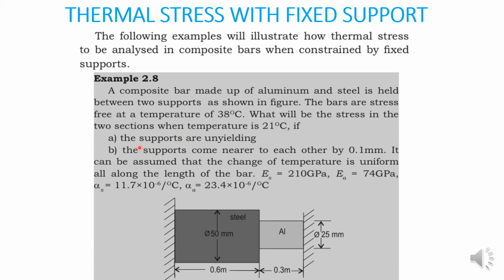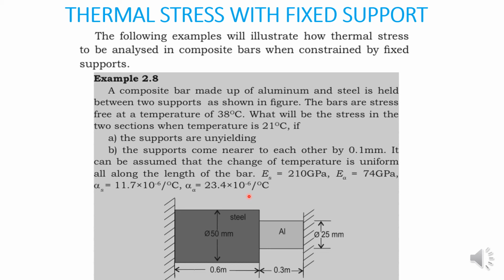First case, if the supports are unyielding. Second case, if the supports come nearer to each other by 0.1 mm. It can be assumed that the change of temperature is uniform all along the length of the bar. Take ES equal to 210 GPa and EA equal to 74 GPa. Alpha S is equal to 11.7 into 10 raised to minus 6 per degree Celsius, and alpha A equal to 23.4 into 10 raised to minus 6 per degree Celsius.